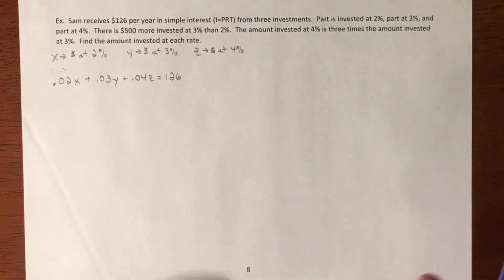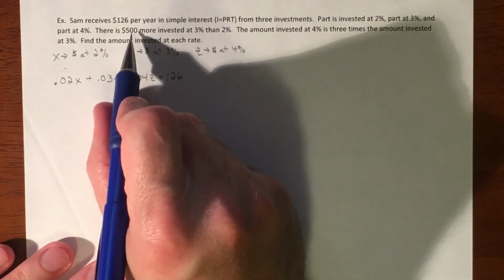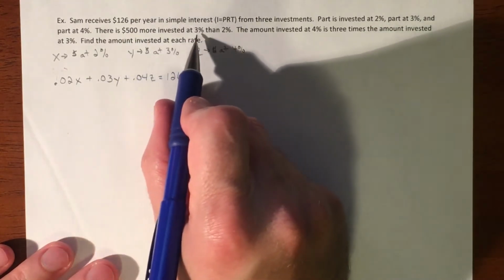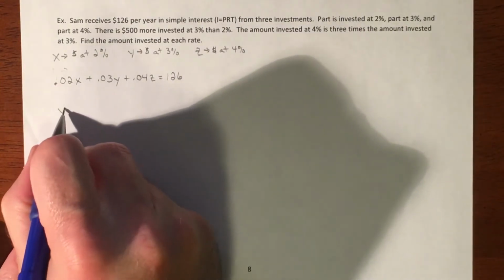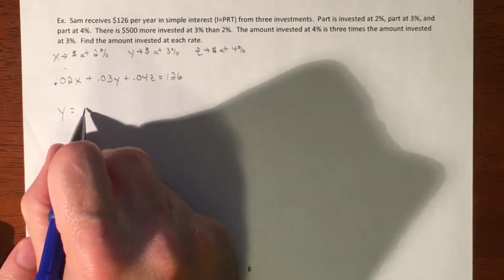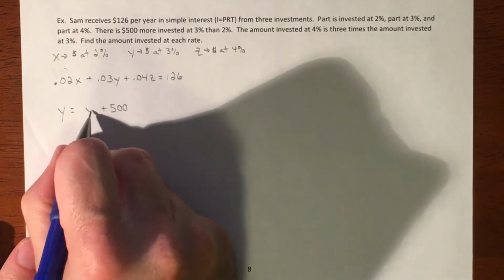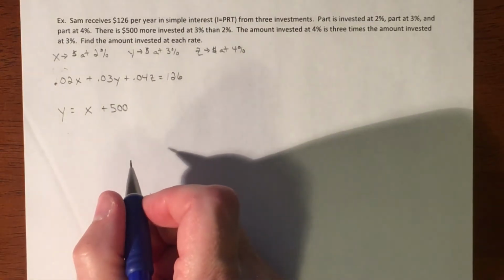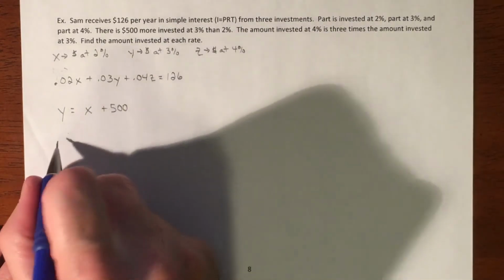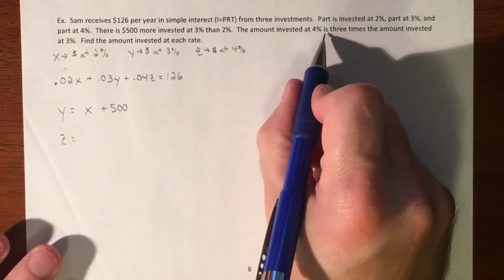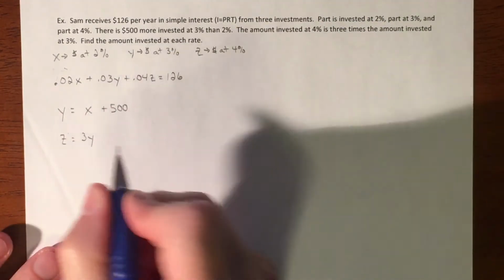And then part is invested at 2%, 3%, 4%. So there's $500 more invested at 3% than 2%. So our 3%, we don't know, but it is $500 more than what we had invested at our 2%. All right, so there's our second equation. And then the third equation is the amount invested at 4%, which we don't know, Z, is 3 times the amount invested at 3%. 3 times Y.